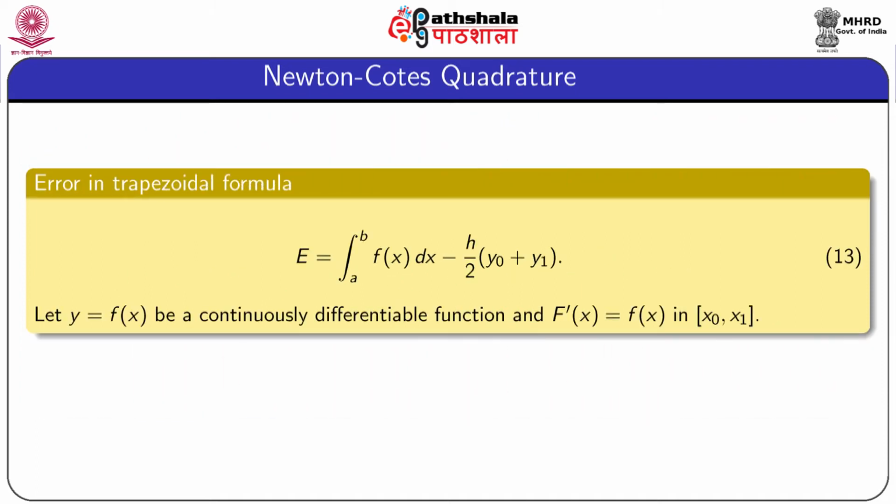The error in the trapezoidal formula is evaluated by equation 13, E equal to integration a to b f(x) dx, which is the exact value of the integration, minus h by 2 (y0 plus y1), which is the approximate value obtained by the trapezoidal formula. So the difference between the exact value and the approximate value gives the error. To evaluate the error of the trapezoidal formula, we assume that there is a function capital F such that F prime x equal to f(x) within the closed interval [x0, x1]. F prime x is the first derivative of F at the point x.